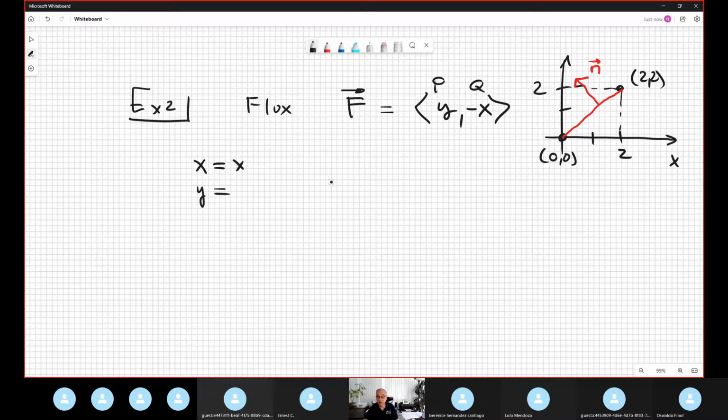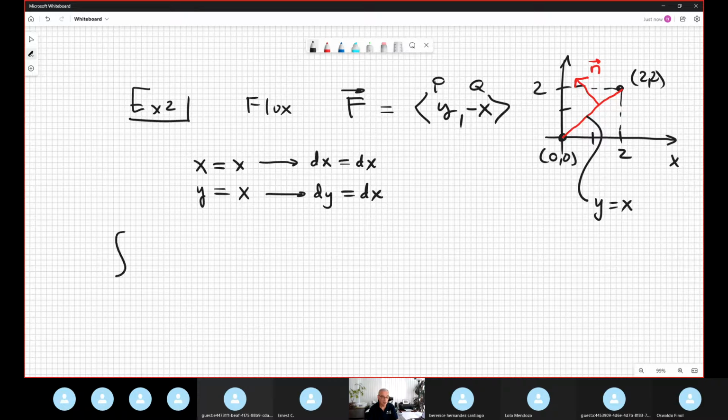Now, this line is the line y equals x. Yes or no? Because the slope is 1 passing through the origin, y is x also. Now, dx is dx, and dy is also dx. It's a super easy example. I promise that after, I could go a little bit more complicated.